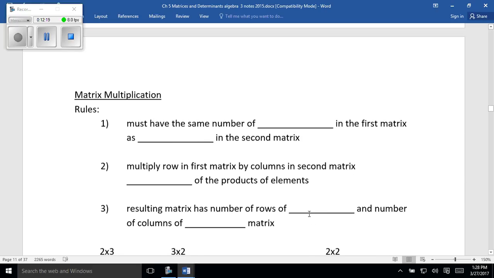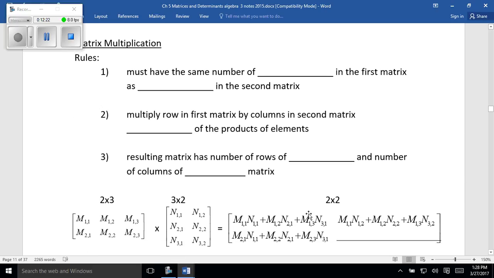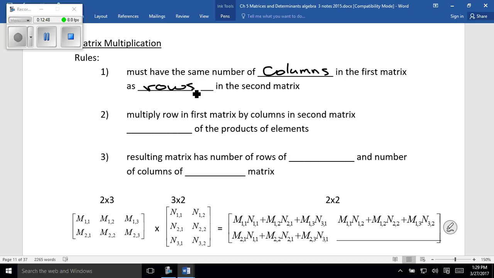Now, matrix multiplication. When you do this, you take rows by columns. So you must have the same number of columns in the first matrix as rows in the second matrix. If the columns and the rows do not match, you cannot multiply them. It's not as hard as it sounds. It's not as bad as it looks either.